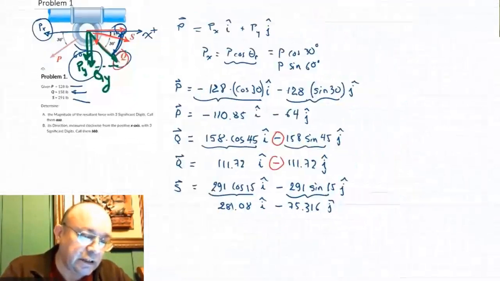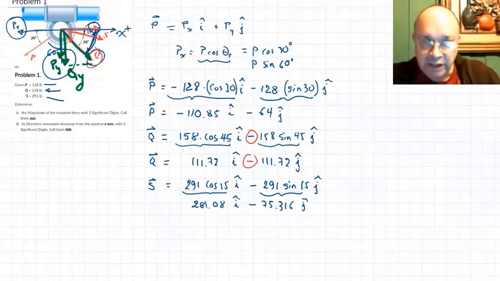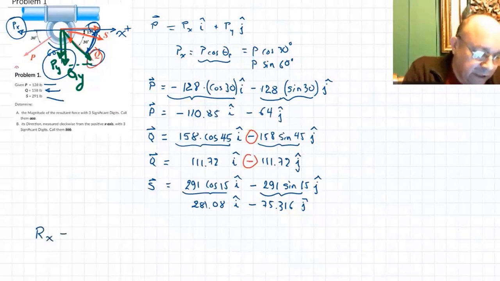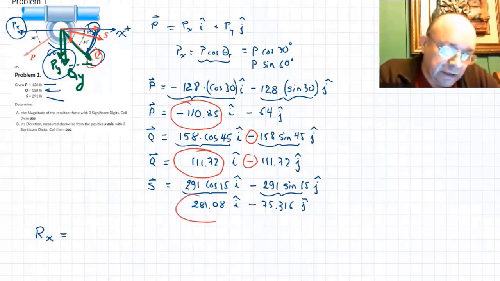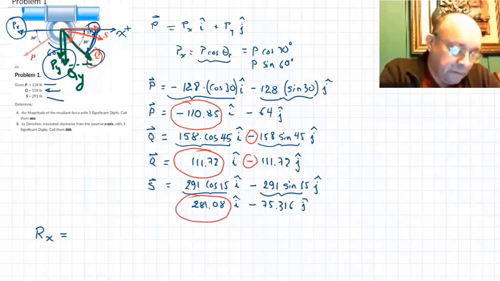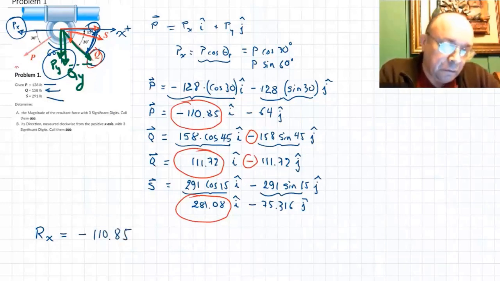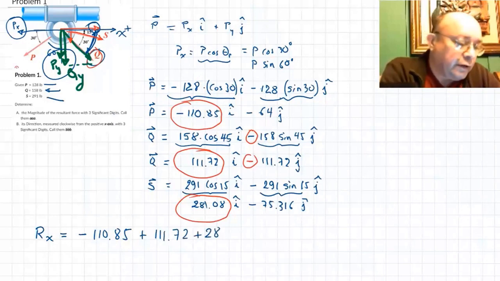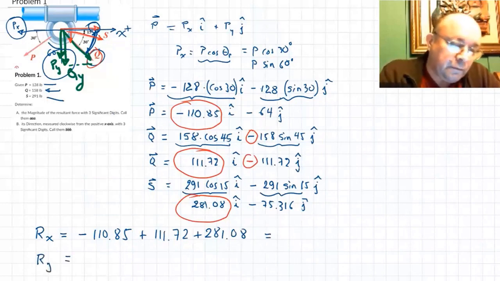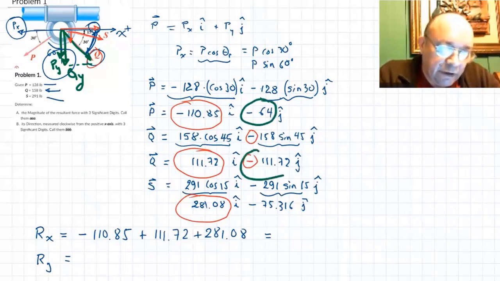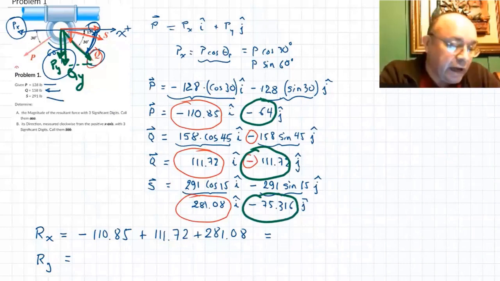Let's reduce the size a little here. Now we have to take the summation of all the components in the x direction and all the components in the y direction, and those will be the x and y components of the resultant. So the resultant in the direction of x will be this plus this plus this, each one with the corresponding sign. So it will be minus 110.85 plus 111.72 plus 281.08 equals, and the resultant in the y direction will be this value plus this value plus this value, with the corresponding sign.